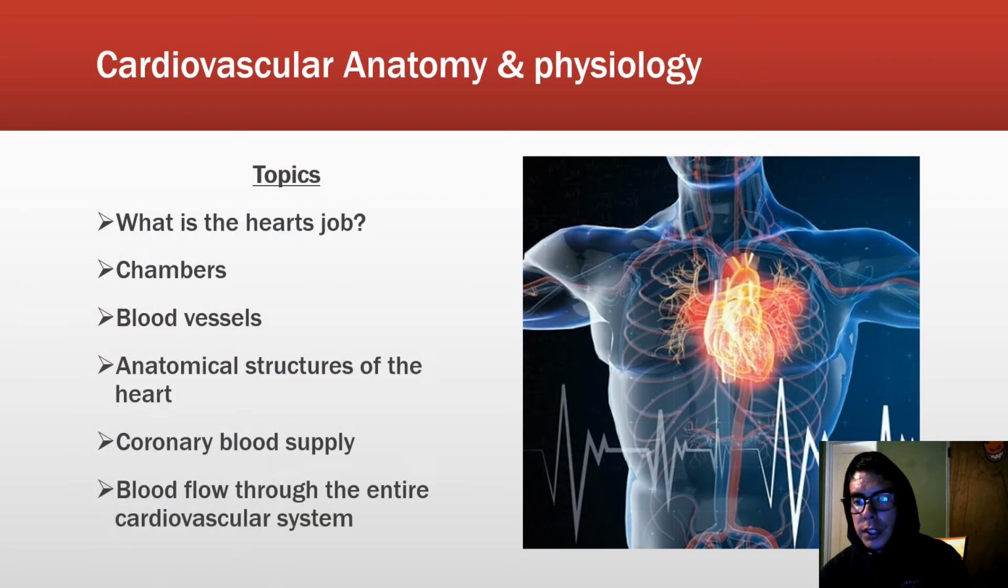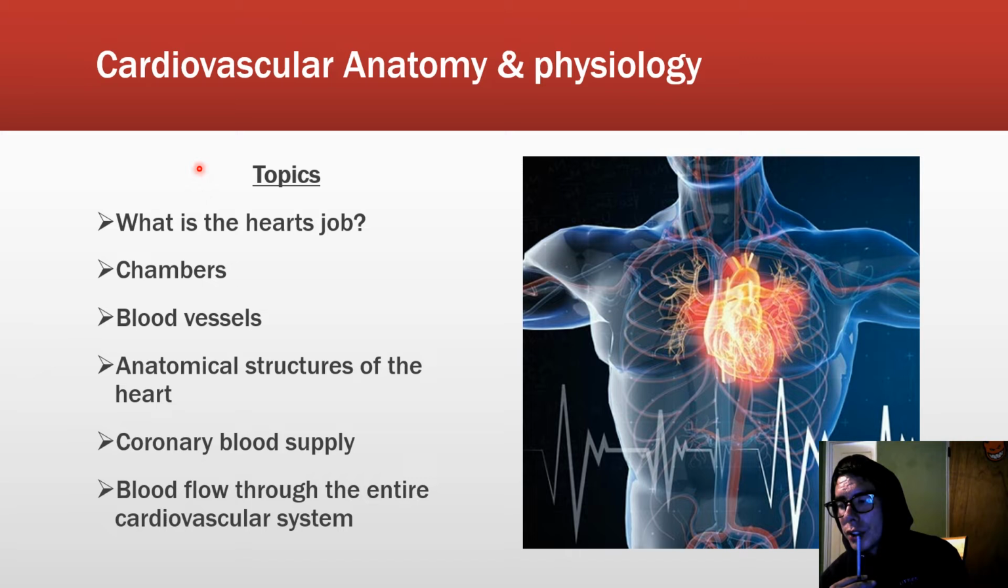So now we're going to talk about cardiovascular anatomy and physiology. We're going to discuss what the heart's job is. We're going to talk about the chambers of the heart, blood vessels, anatomical structures of the heart, coronary blood supply, and blood flow through the entire cardiovascular system.